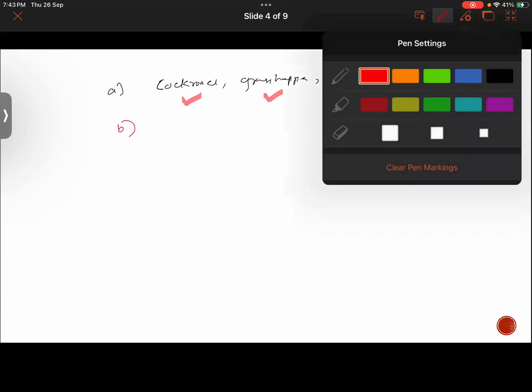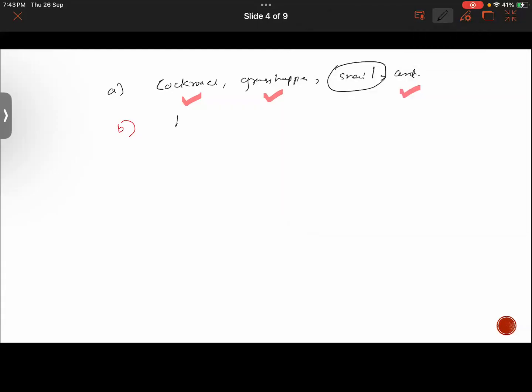For question B, the options given were as follows. You had the lizard, a cow, and an earthworm.